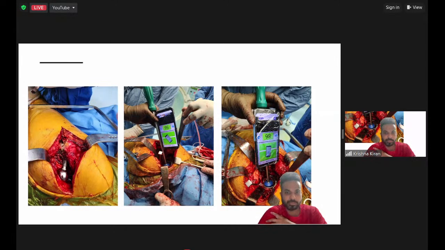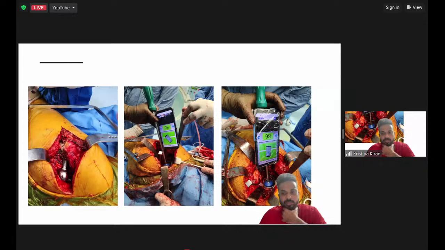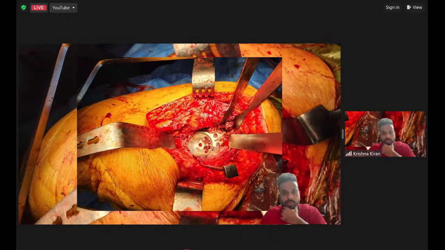When we exposed the hip, initially we retained the stem, and this is the cup inclination. You can see it is around 56 degrees, and the effective version was around 4 degrees of anteversion using this mobile based device. The inclination is more accurate than version, version sometimes depends upon how the pelvis is flexed or extended. You cannot be 100% sure.